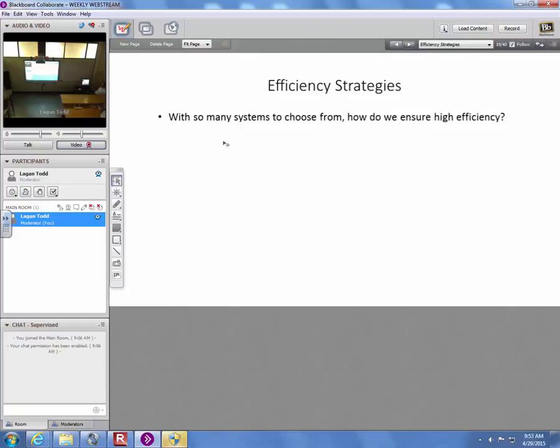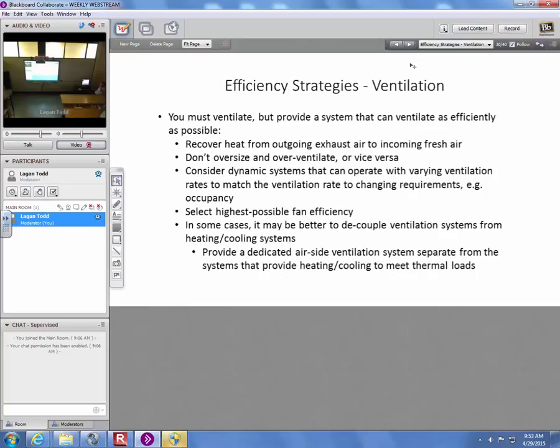Okay, so with so many different systems, how do we ensure that we get high efficiency? I'm going to try to provide some guidelines. So let's look at ventilation first. You have to ventilate, but how can we do that efficiently?